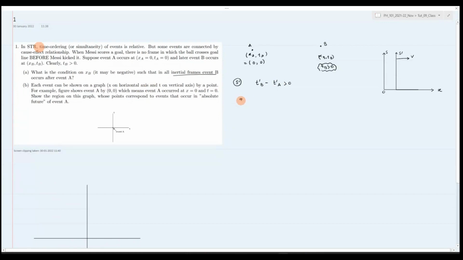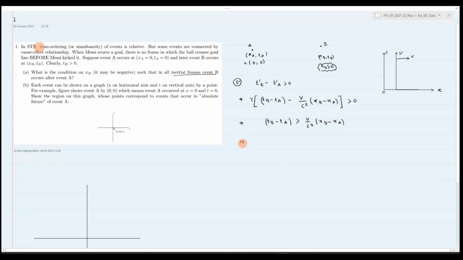Now we want to find the condition on xb. We will just write the Lorentz transformation for tb and ta. So it will be gamma times tb minus ta. Do you guys remember the Lorentz transformation for t? t minus vx by c square, right? So it will be xb minus xa. This will be the Lorentz transformation, and we want it to be greater than or equal to 0. So from here we can say that tb minus ta should be greater than v by c squared times xb minus xa.